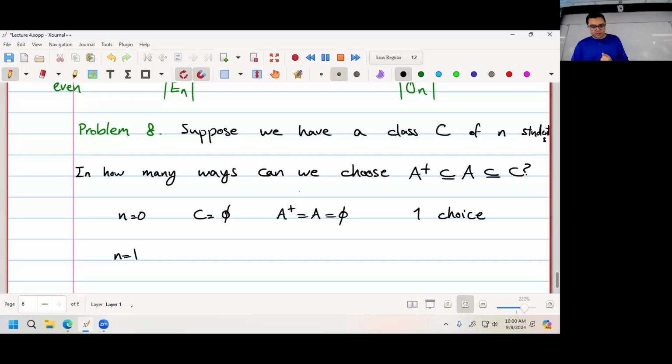Now let's say n is 1. So in C, let's say I have only one student. I'm going to call that 1. Now, what can I do with this one student? I can either not give them an A, or give them an A but not an A plus, or I can give them an A plus. So I have 3 choices.